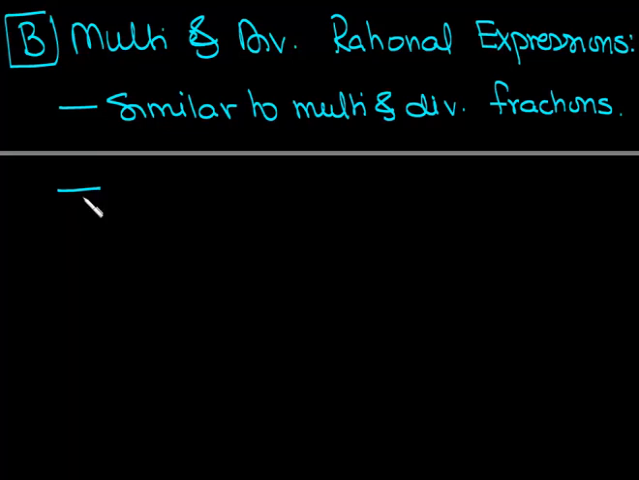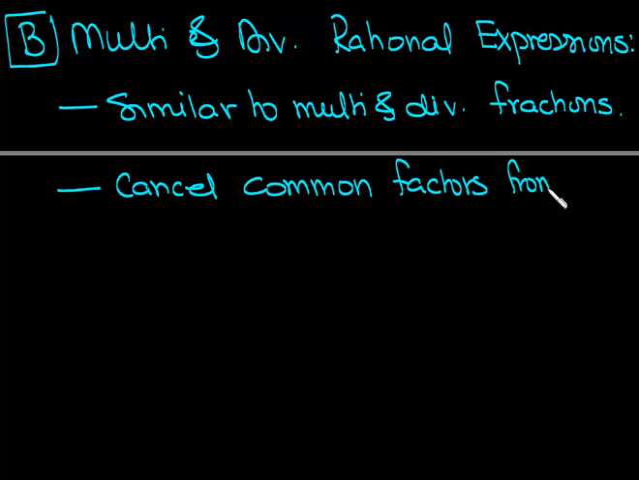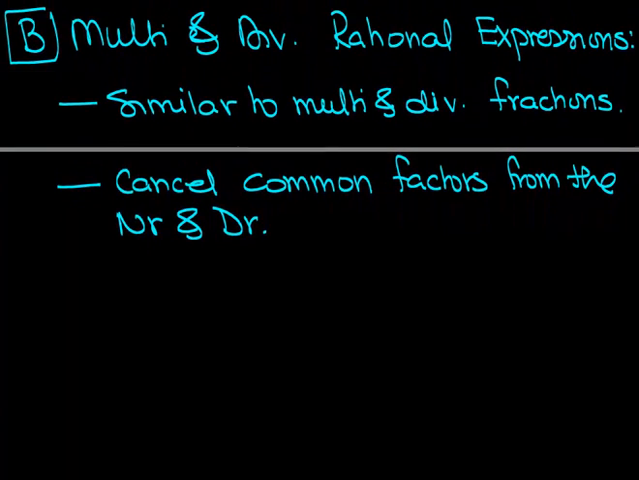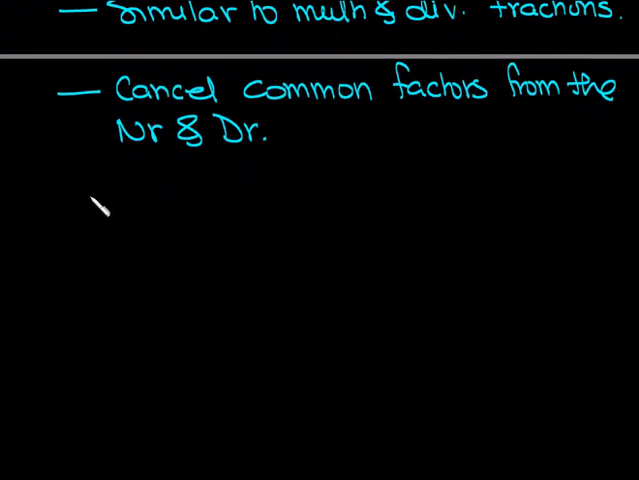So how do we do that? We basically cancel common factors from the numerator and the denominator. That's what we do. So when we are multiplying and dividing fractions, we basically cancel the common factors from the top and bottom. Okay, so let's take a look at how we go about doing this with rational expressions, since it's similar to that.